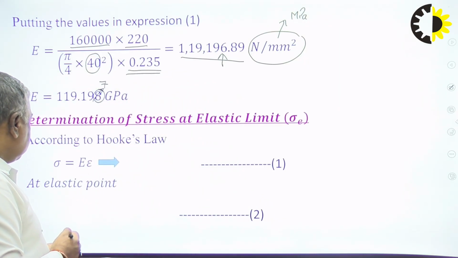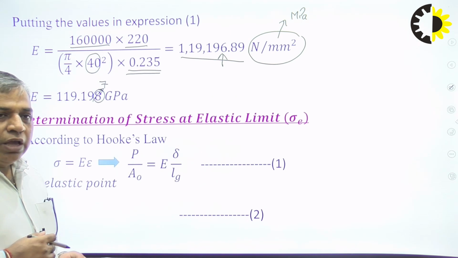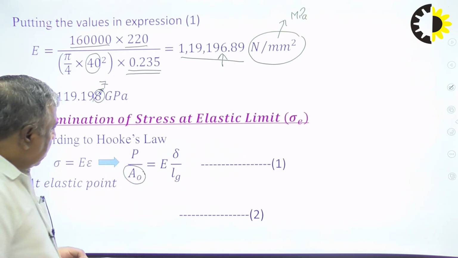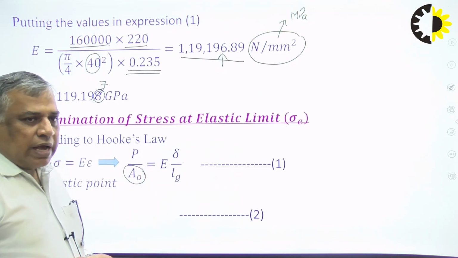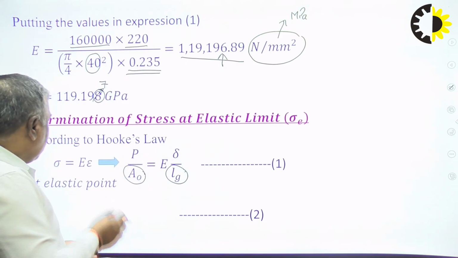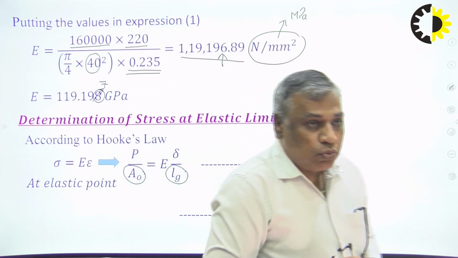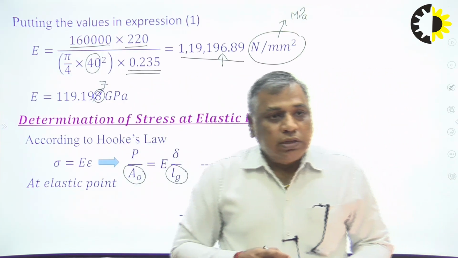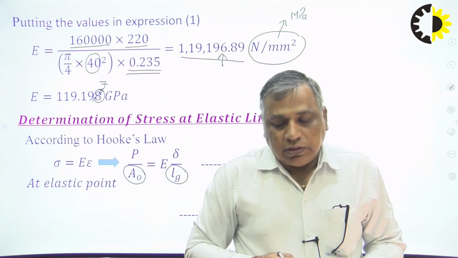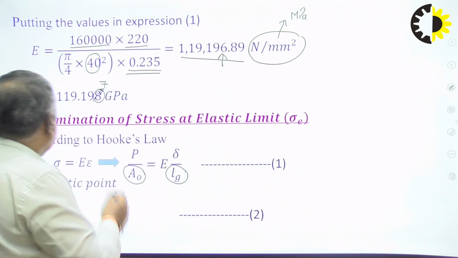So according to Hooke's law, sigma is equal to E epsilon, and sigma is equal to P upon A naught. Here A naught means the original area, and E into delta upon LG. LG is the gauge length. Delta corresponding to the elastic limit we must know, or the epsilon. The strain is known, and we have already decided this elastic point.